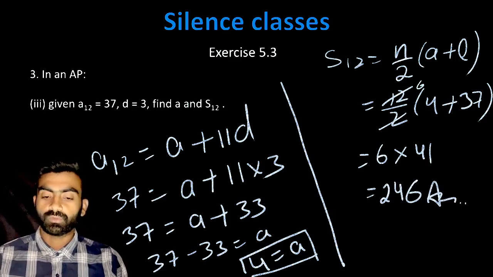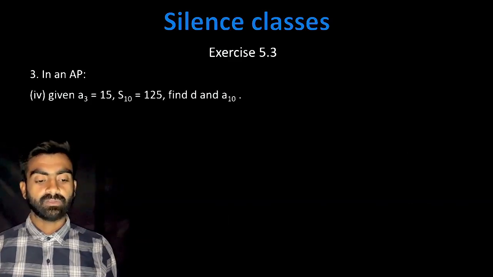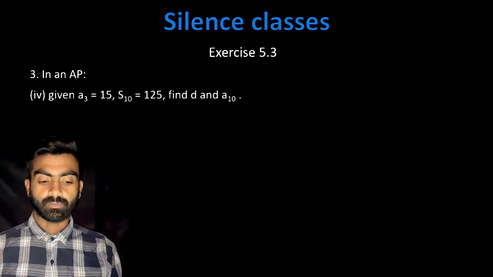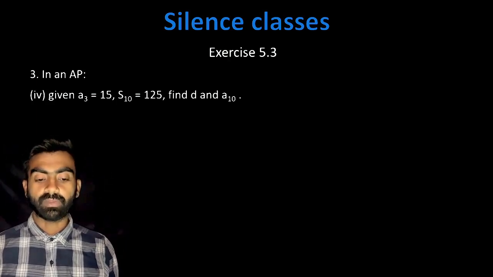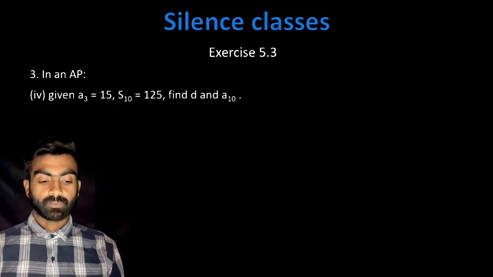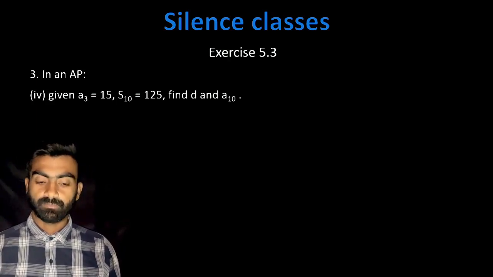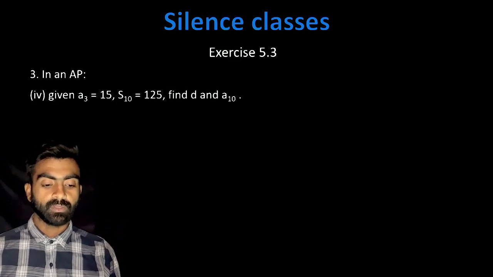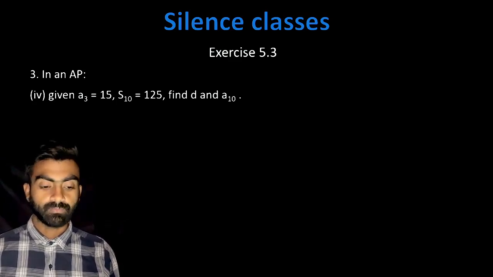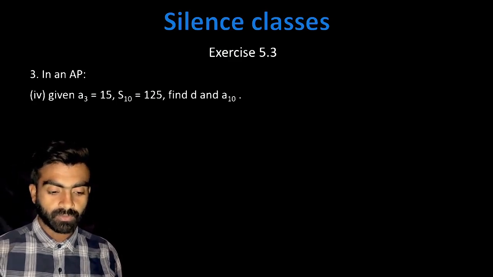Okay, I hope you guys understood. A3 is equal to 15. S10, the sum of the 10 terms of the AP, is 125. We have to find d and A10, the last term of the AP. First of all, we have to find d, and we don't have A as well. So what we can do is find it from A3.